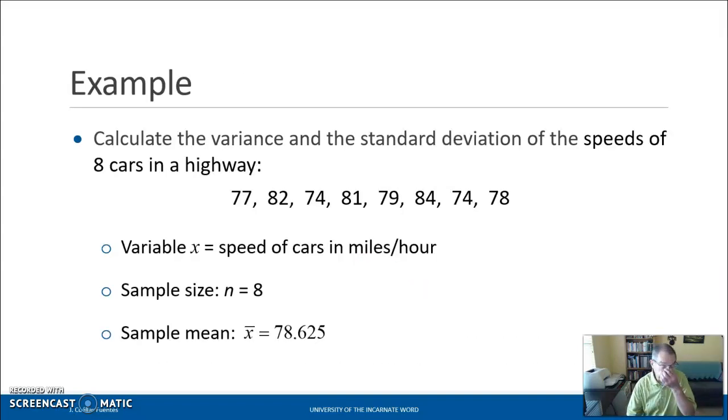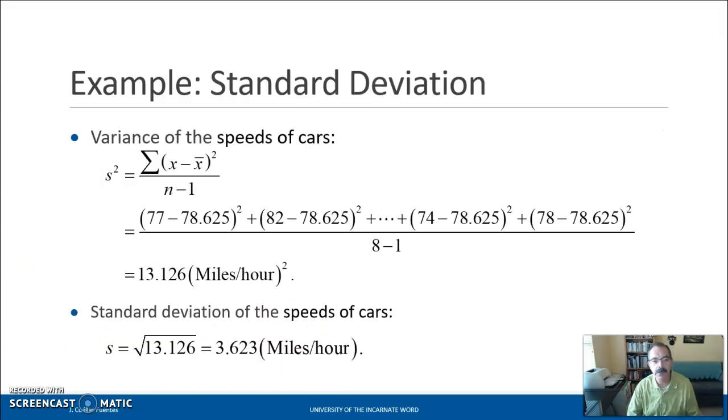All right, so let's calculate the variance and the standard deviation. Again, here we have the values of the 8 cars traveling on a highway. These are their speeds, so the variable is speed of cars in miles per hour. The sample size is n, and we already calculated the mean in a previous example. So the mean is known. All right, so let's calculate the variance. So we apply the variance equation.